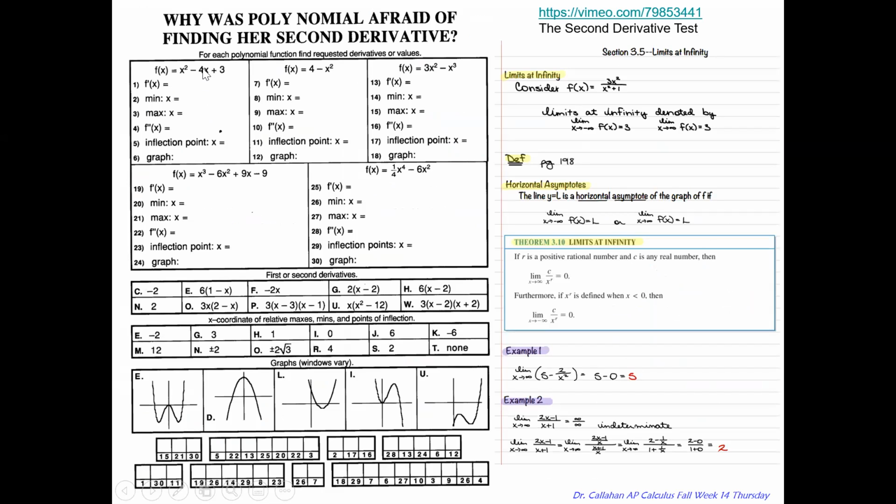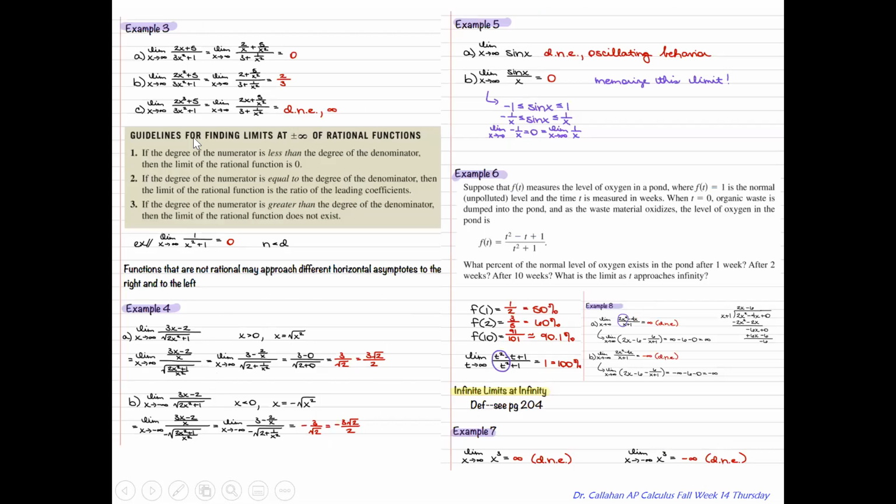And then you have a calculus puzzle. It says, why was a polynomial afraid of finding her second derivative? I would like you to practice with this. And then, of course, my notes on limits at infinity is right here. There are the definitions and also the theorems affiliated with it, so that way you don't have to copy it down. It's already typed up and ready to go. I would rather have you work on the examples, example 1, 2, 3, 4, 5, 6, 7, and then just make sure you read this part.